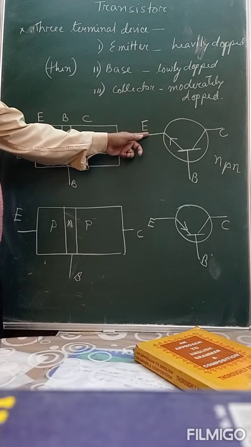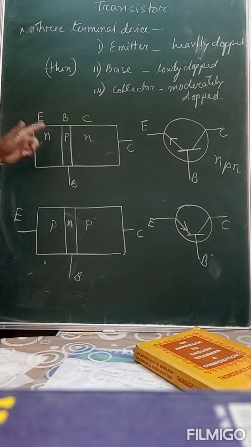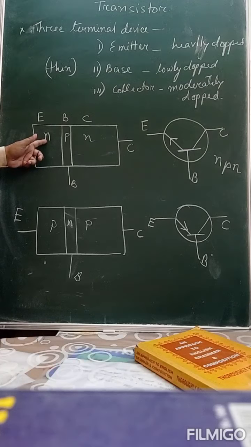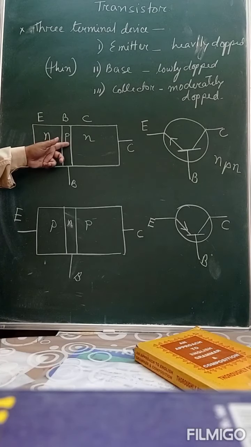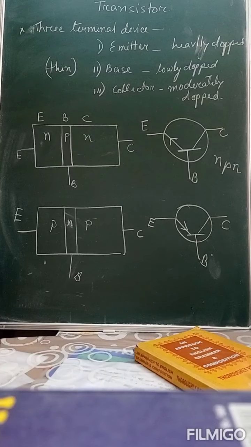Now, emitter is N, base is P, and collector is N. This is N type semiconductor, this is P type semiconductor. N type semiconductor is emitter, P type semiconductor is base. So it emits majority charge carrier electrons. They move from emitter to base. Since electrons move from emitter to base, direction of current will be from base to emitter. So this is from base to emitter, therefore it is NPN transistor.